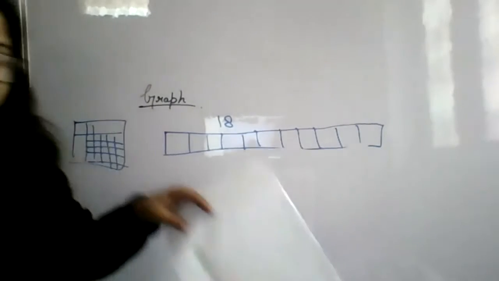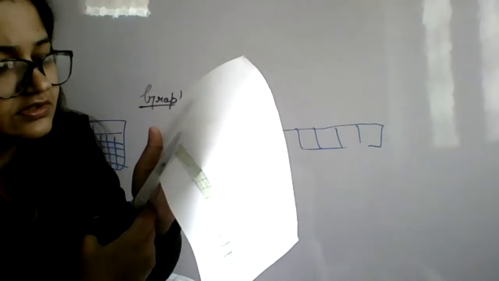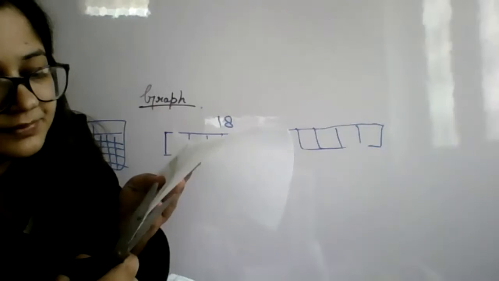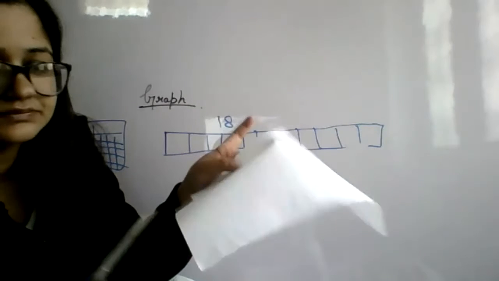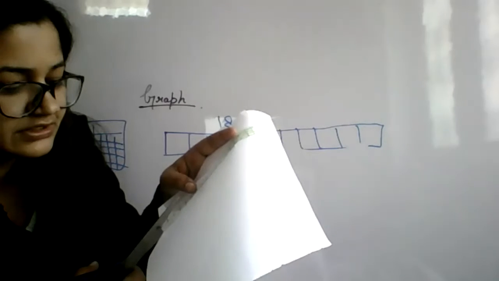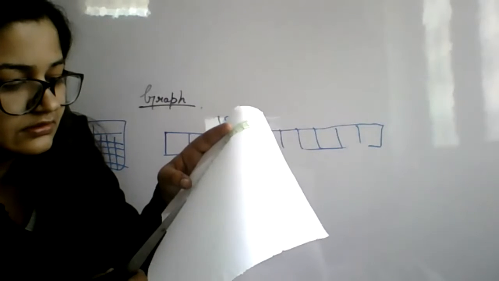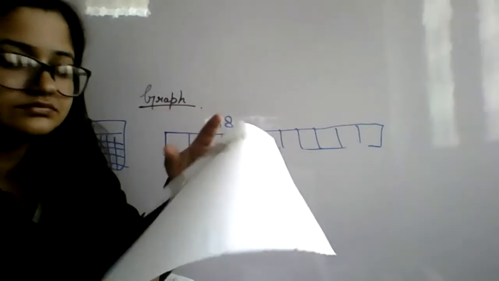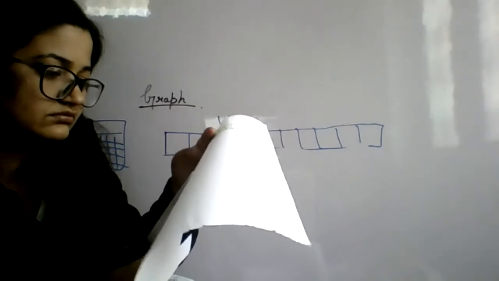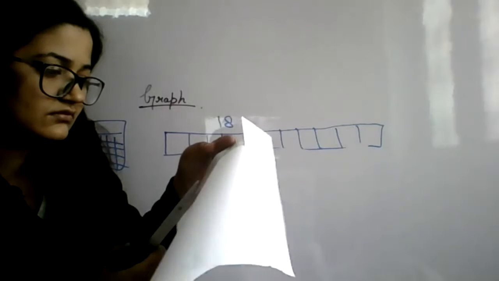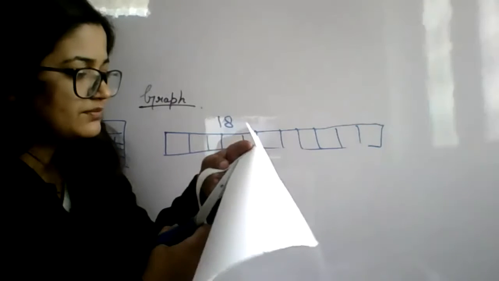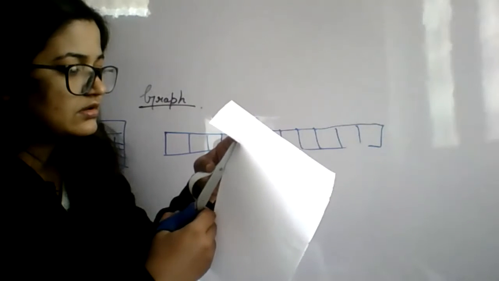Ma'am, like this way. Now I'm going to cut it. See how I'm going to cut it. I'm going to cut its corners and take out this strip. If you are doing it on graph paper, then also you can do it. Okay, I'm going to cut this strip. Ma'am, this one is correct.